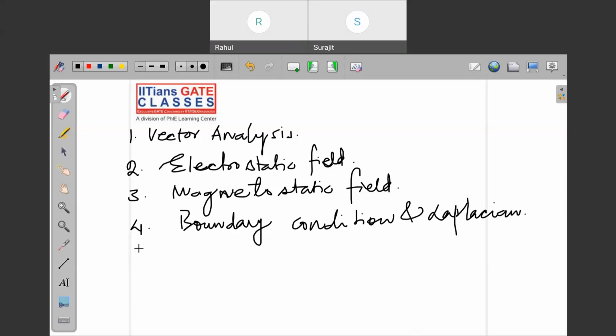So the fifth one is going to be the very important equations, which have created a revolution in our life. They are the Maxwell equations. So we will talk about them. The Maxwell equations, okay, four equations. The Maxwell equations in integral form as well as the differential forms, right?